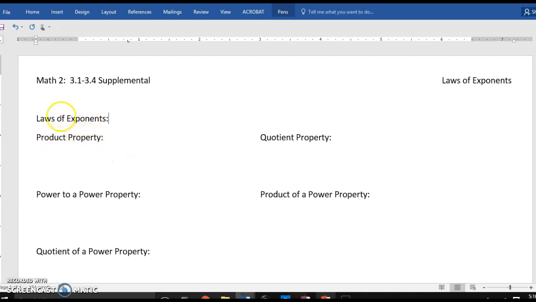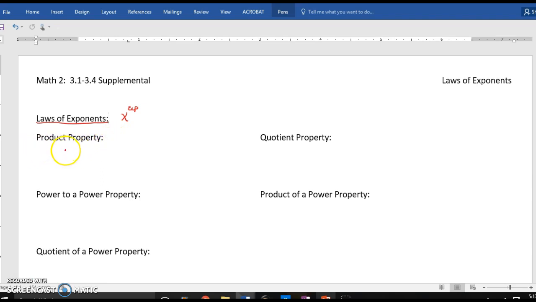So first property, laws of exponents. All right. We know what exponents are. You have a base and you have an exponent, right? And that's usually a number. And that tells you that you're going to multiply that base by itself so many times. So there's several properties of these that we have to discuss.